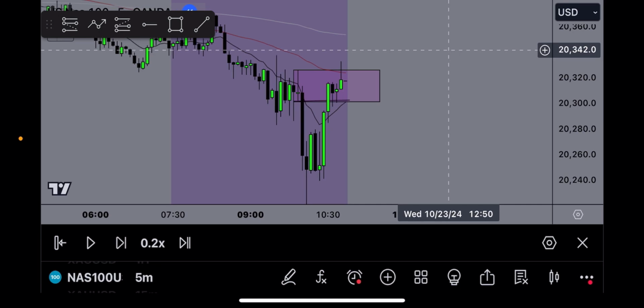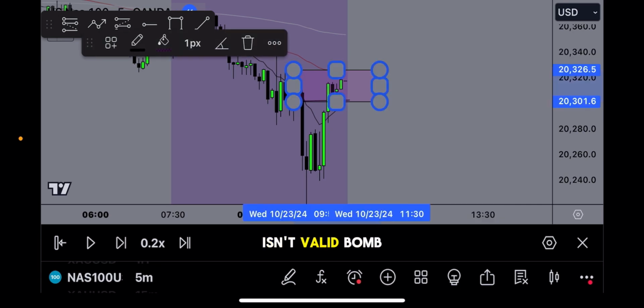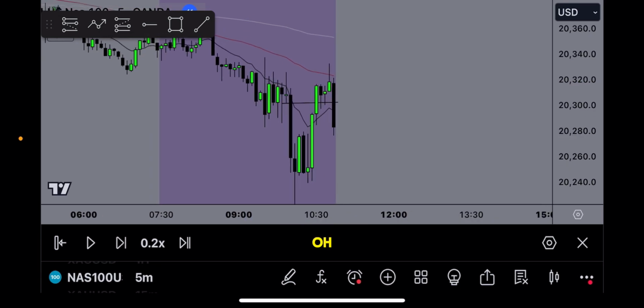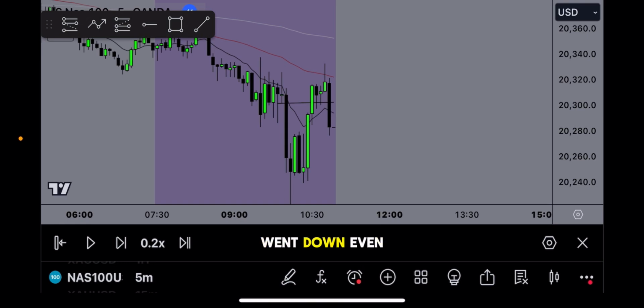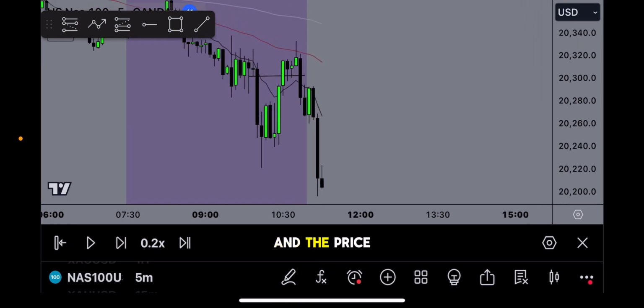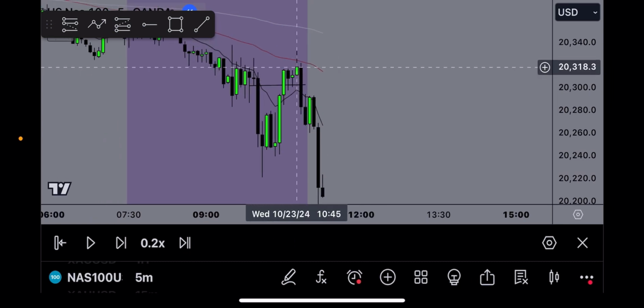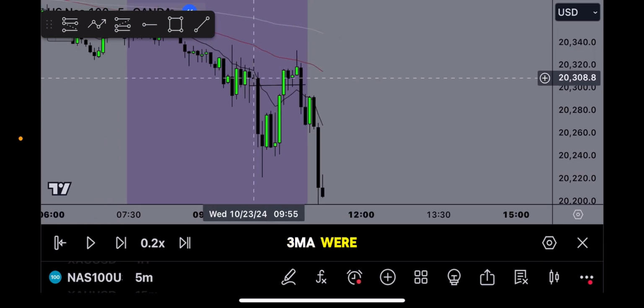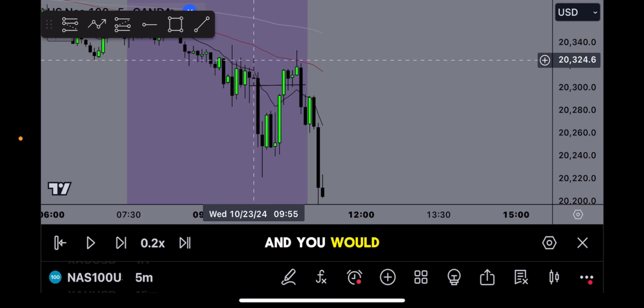Yeah. And it broke the zone, so it's invalid. Bam. Oh, and look, price still went down. Even though it was invalid and the price did break the zone, guess what? The 3 MAs were lined up, and you would have lost this trade too.